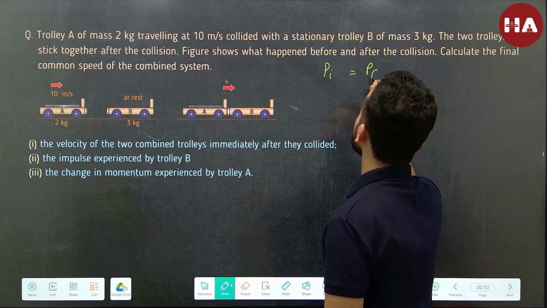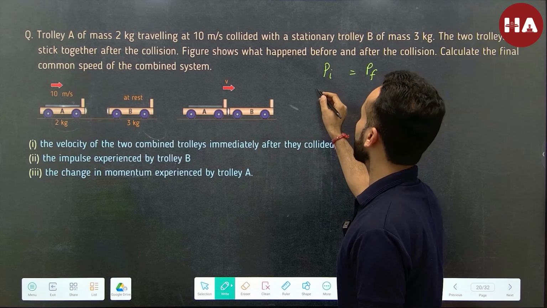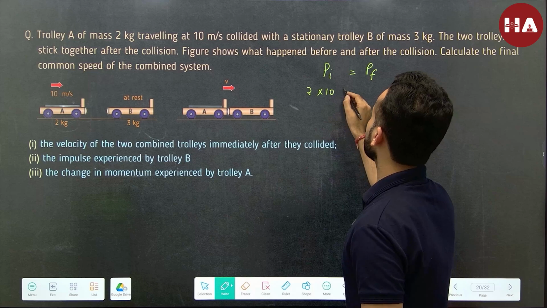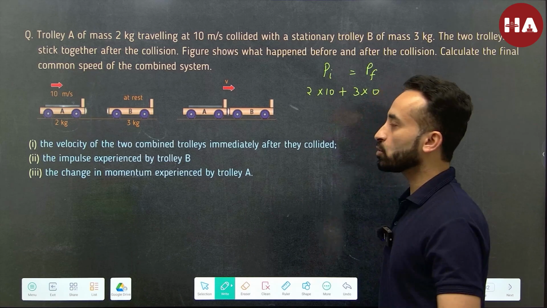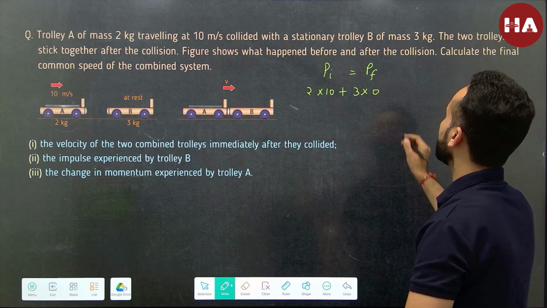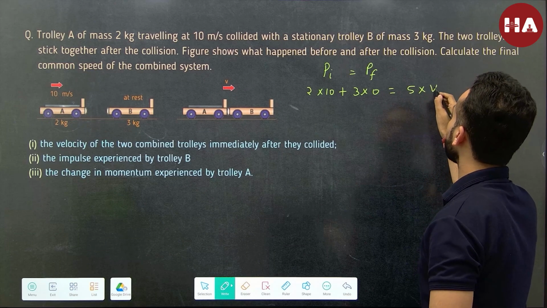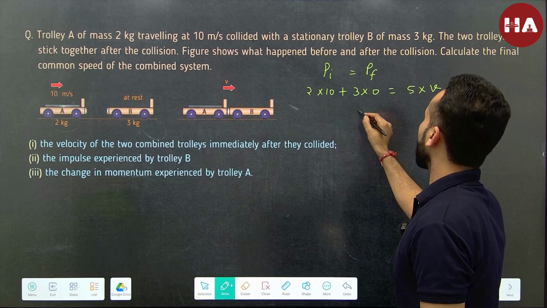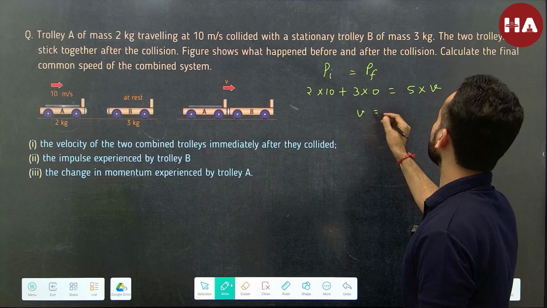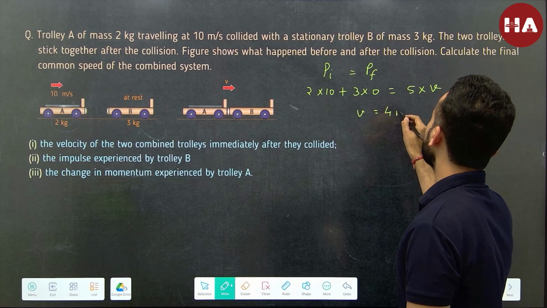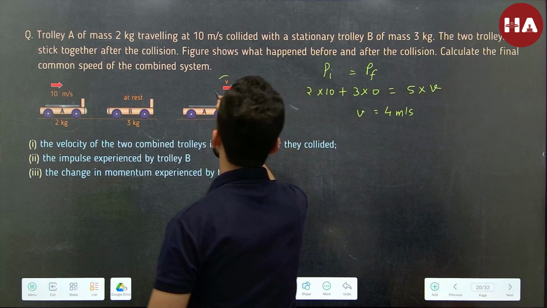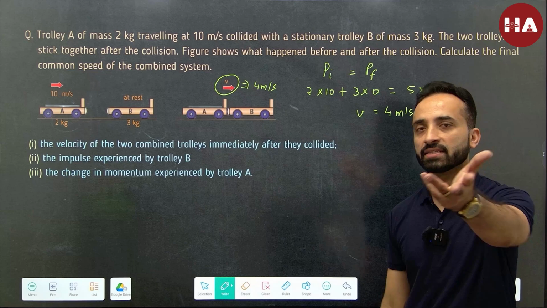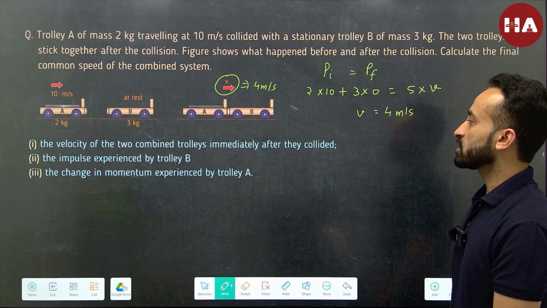Overall initial momentum is equal to final momentum. So what is this going to be? The first trolley, the momentum is going to be 2 times 10, of course. For the second trolley, this is going to be 3 times 0. Why? Because it was at rest. And then this is a combined system of mass 5 kilograms because both the trolleys have combined as one. Now if we calculate the velocity, that's going to be 20 divided by 5, that's going to be 4 meter per second. So this whole system now is going to be moving with a speed of 4 meter per second, isn't it? Now the velocity, that is done.